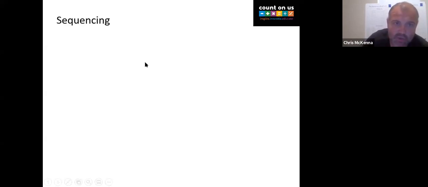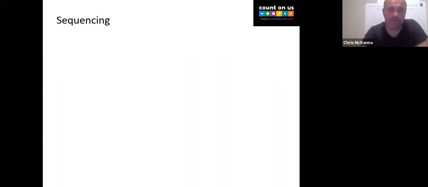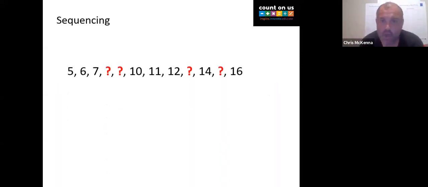Let's move on then. A wee bit of sequencing. Obviously we looked at the number line for sequencing, but we can just look at sequencing without the number line. And you can see here again, I've left out some numbers. So what I'd like you to do is say, what is this number here and what is that number there? Get your answers. And let me tell you, this must be 8. This must be 9. This must be 13. This must be 15.